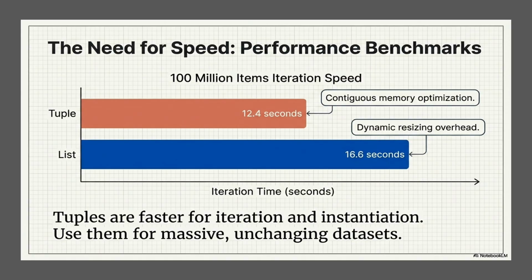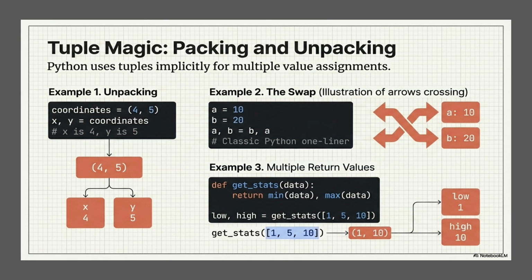Now for tuple magic. Look at example 2, the swap. In other languages, swapping two variables takes 3 lines of code. In Python, A, B equals B, A. That is actually tuple unpacking happening behind the scenes. And example 3, if a function returns 2 things, like a min and a max, Python automatically wraps them in a tuple. It makes your code incredibly clean.